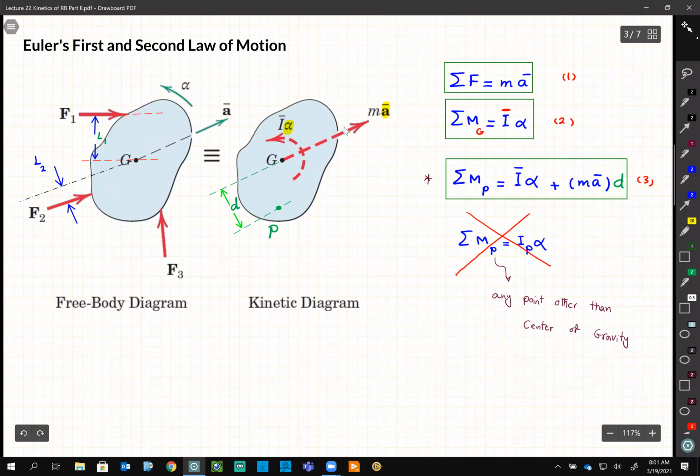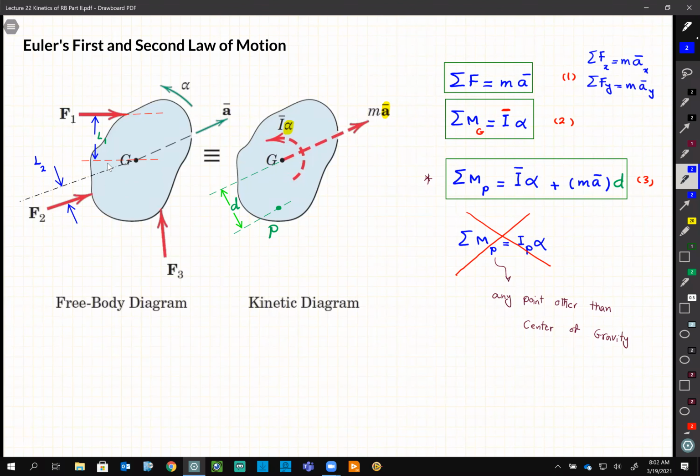And we said for rigid bodies, instead of Newton's law, which is for particles, we will use Euler's law. Euler's laws are very similar to Newton's law. The first law tells us that the sum of all the forces is equal to m a bar. A bar here is the acceleration of the center of mass, center of gravity. And like always, similar to Newton's law, you can break it down to the sum of the forces in x equals m a bar x, the sum of the forces in y equals m a bar y, or any other direction. It doesn't have to be x and y, it can be t and n, or anything else.